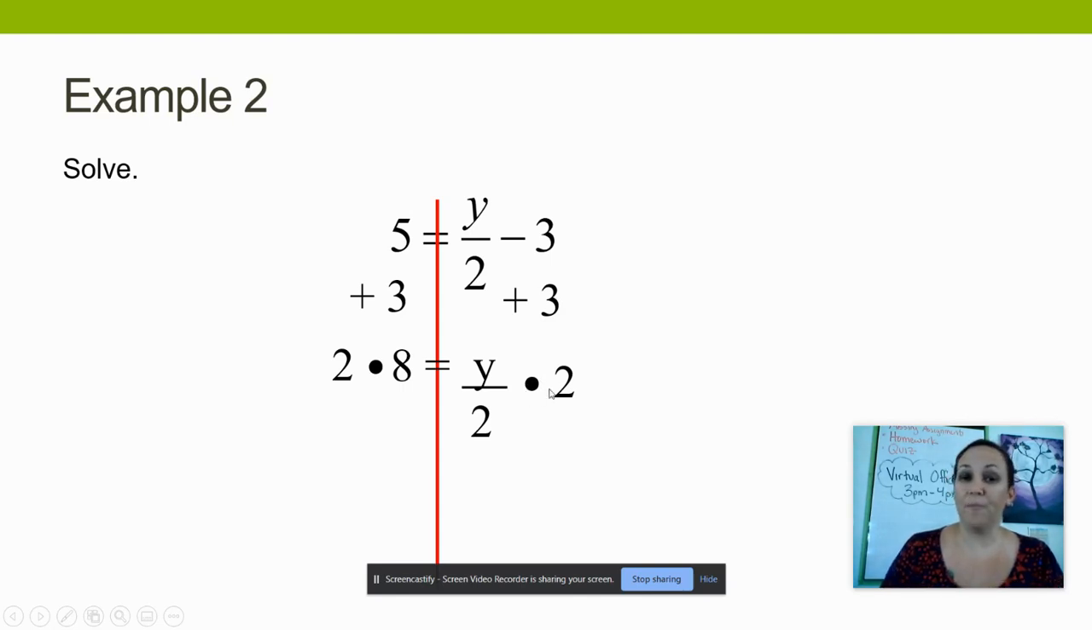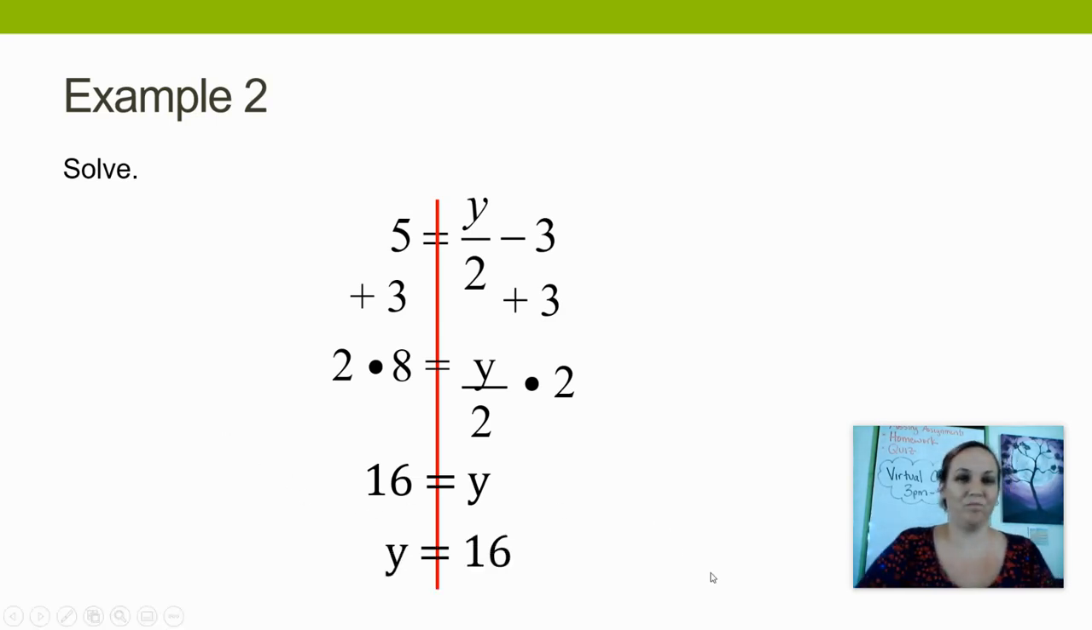Now, don't forget, on the side where the dividing was happening, those 2's are going to cancel each other out because they're inverses. And so there will be no more 2's on that side of the problem. On the other side, I do need to actually multiply. 8 times 2 is 16. For a final answer, we do like to write our letter first, the letter on the left-hand side. And so I'm going to write a final answer of y equals 16.